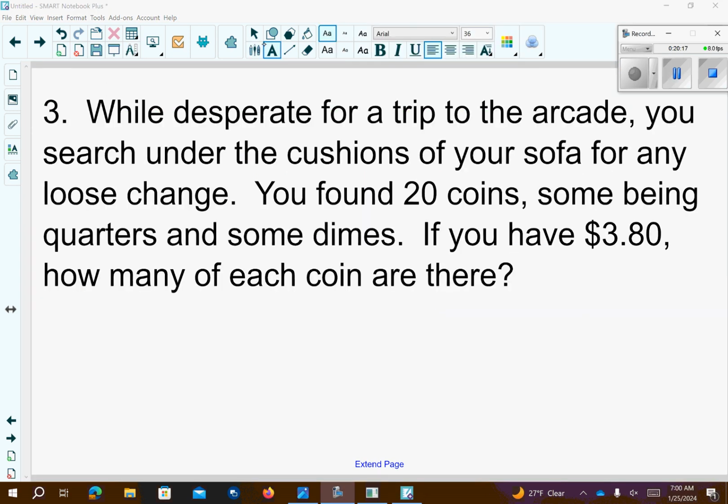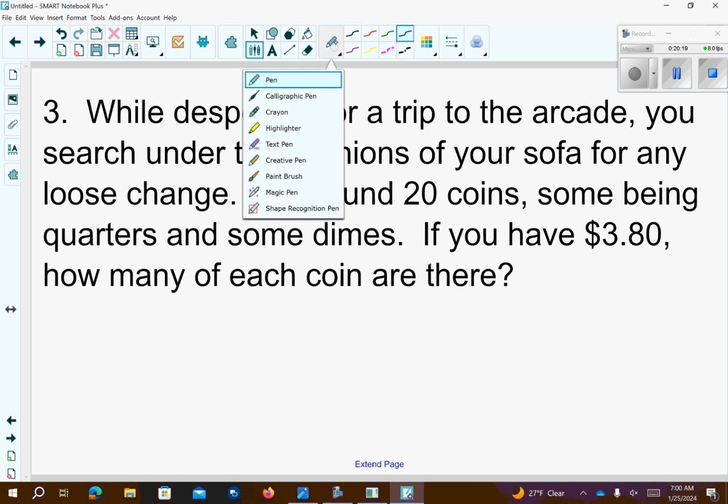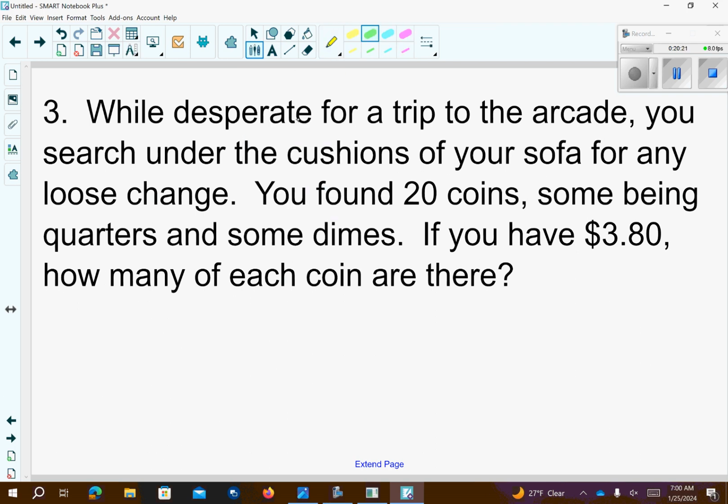Problem number 3. This is a goofy question because I don't know if you guys go to arcades any longer, but it's a place to play video games. So while desperate for a trip to the arcade, you search under the cushions of your sofa for any loose change. You found 20 coins, some being quarters and some being dimes. If you've made $3.80, how many of each coin are there?